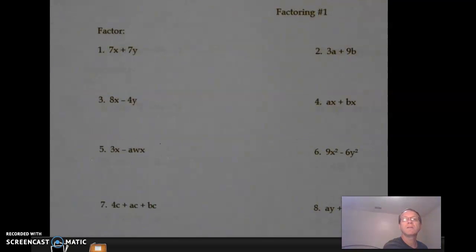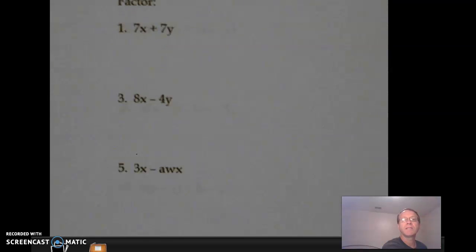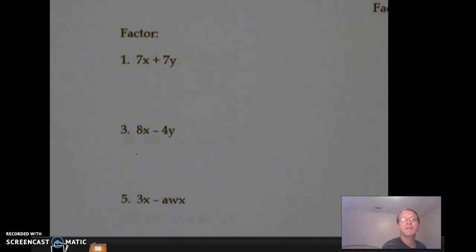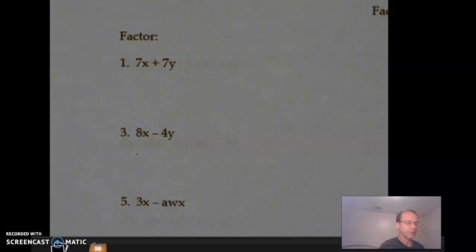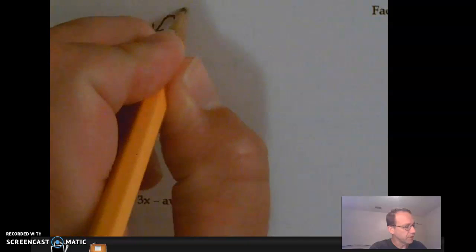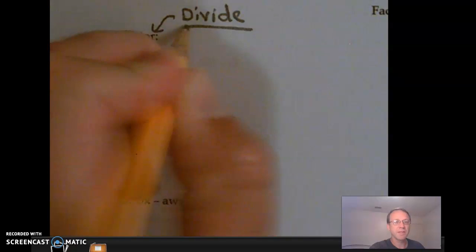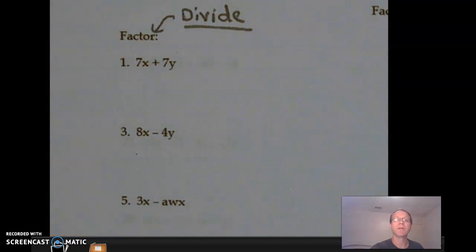All right, we're going to take a look at factoring. There's a lot of different examples for factoring. I'm not going to do every single one of these, but I'm going to do a few of these to get you guys started. So when you factor, factoring means to divide. Okay, that's the operation that we're performing.